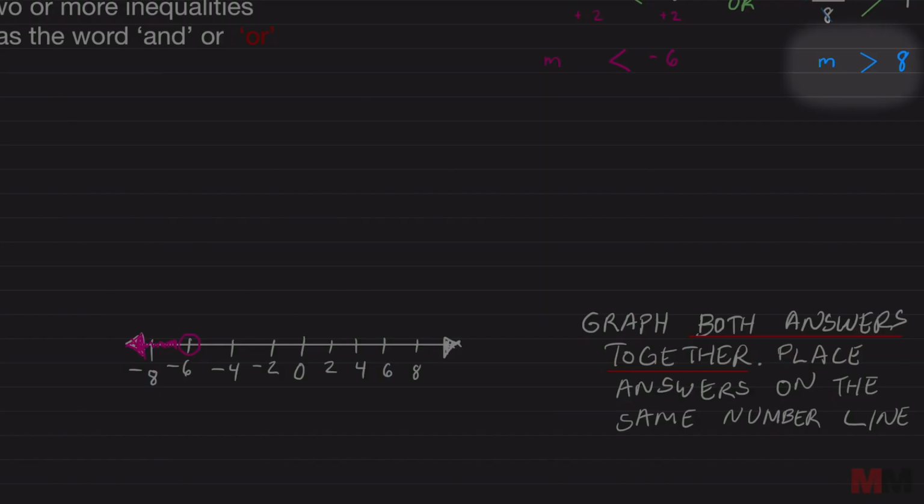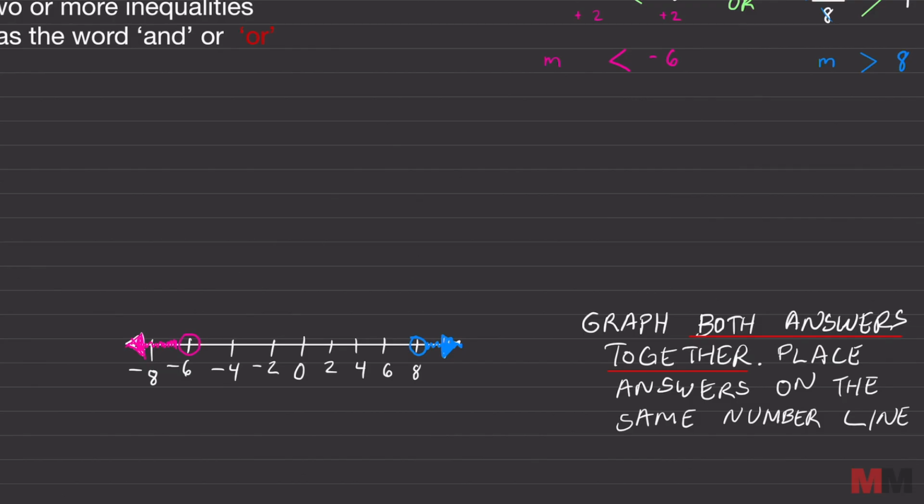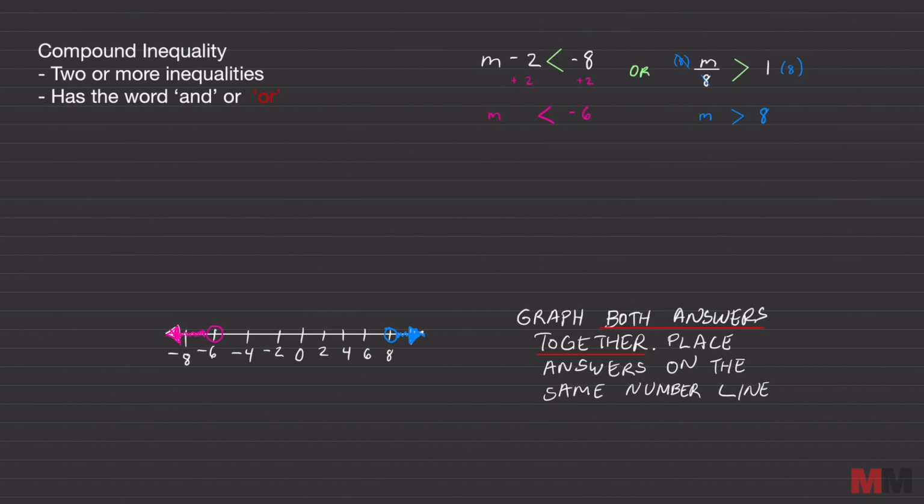And the other one, m is greater than 8. So I'm going to go to 8 with an open circle, and it's everything to the right because it says greater than 8. And that is it. Believe it or not, that is it, guys. Once you have both solution sets on the same number line, you are done. Let's try a harder problem.